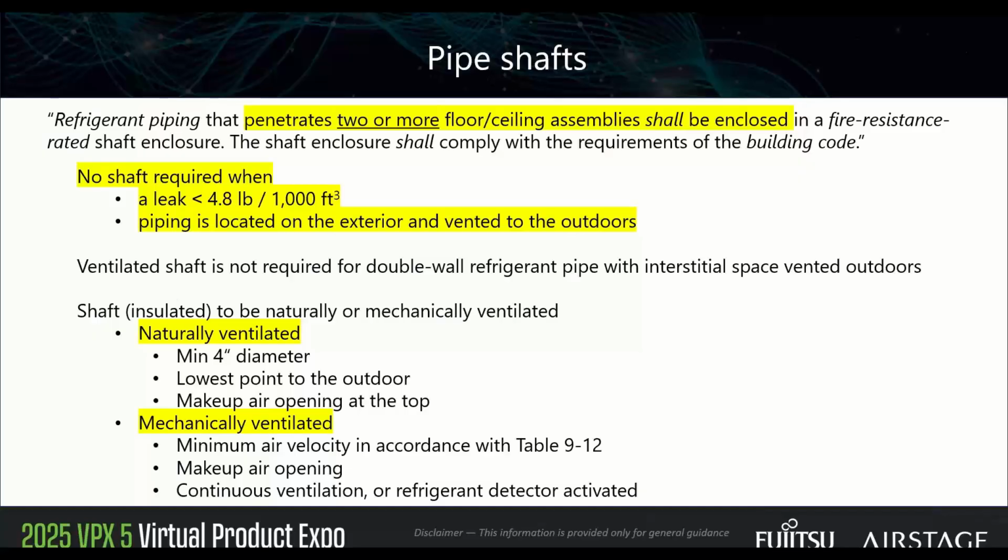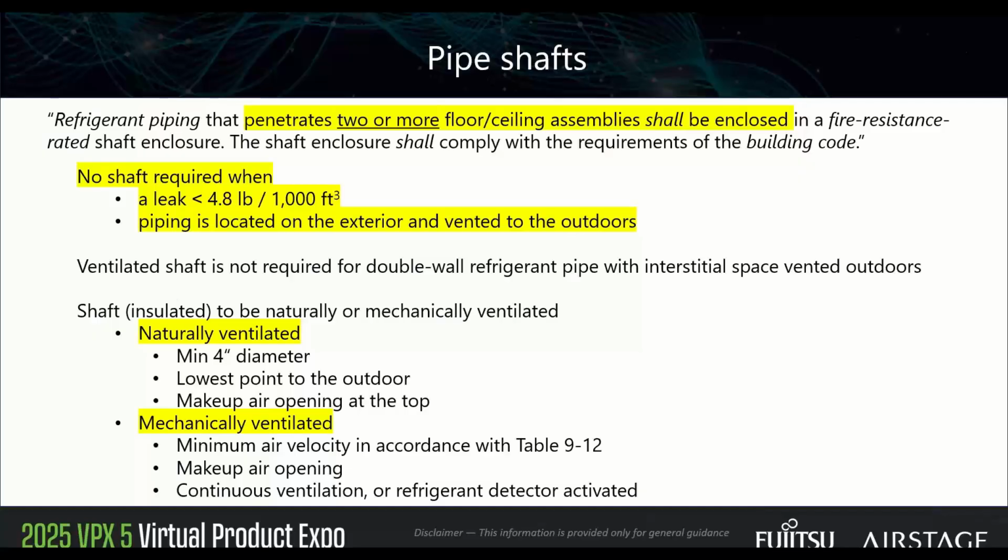The shaft should be insulated. The standard says insulated. It doesn't say how and why, to be honest, but it should be insulated. And then it could be either naturally ventilated or mechanically ventilated. If it's naturally ventilated, you need at least 4 inches diameter. Lowest point should go to the outdoor, which makes sense. Refrigerant goes out, and we also need an opening at the top for makeup air.